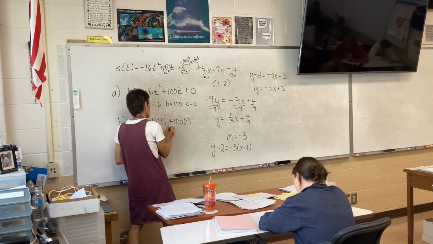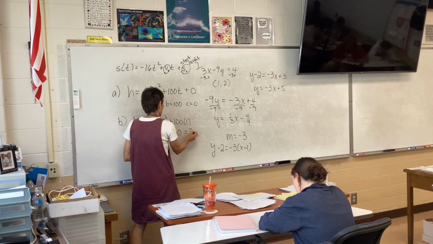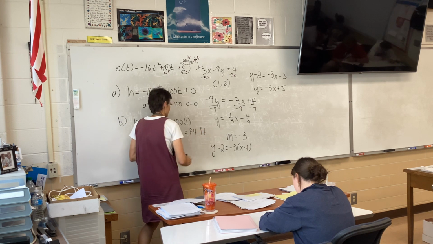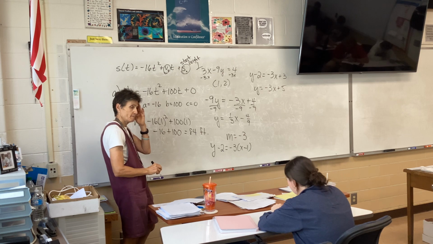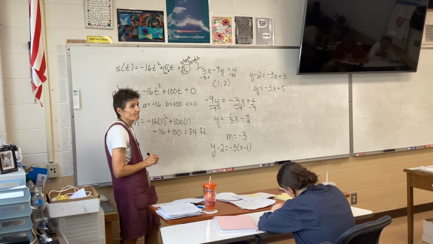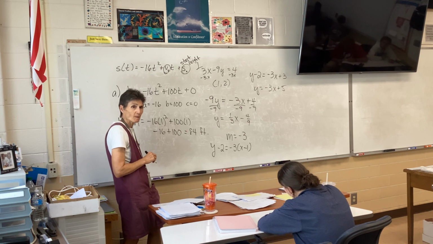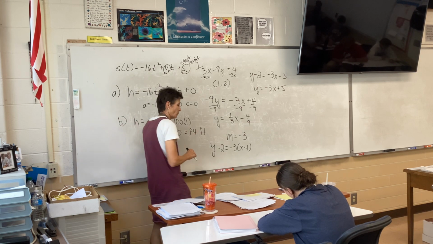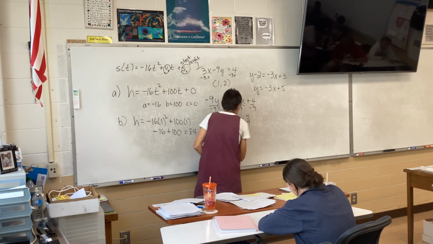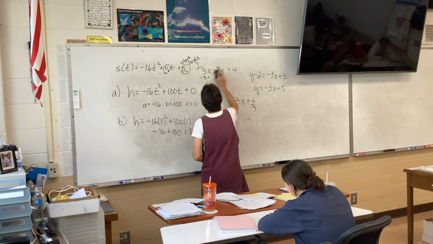So this is negative 16 plus 1. Is this 84 again? 84 feet? I feel like that's what we got before, but maybe I'm wrong. Yeah, we got 84 last time too. There were different numbers in that problem. Okay, the answer is not always 84. Okay. Now what?